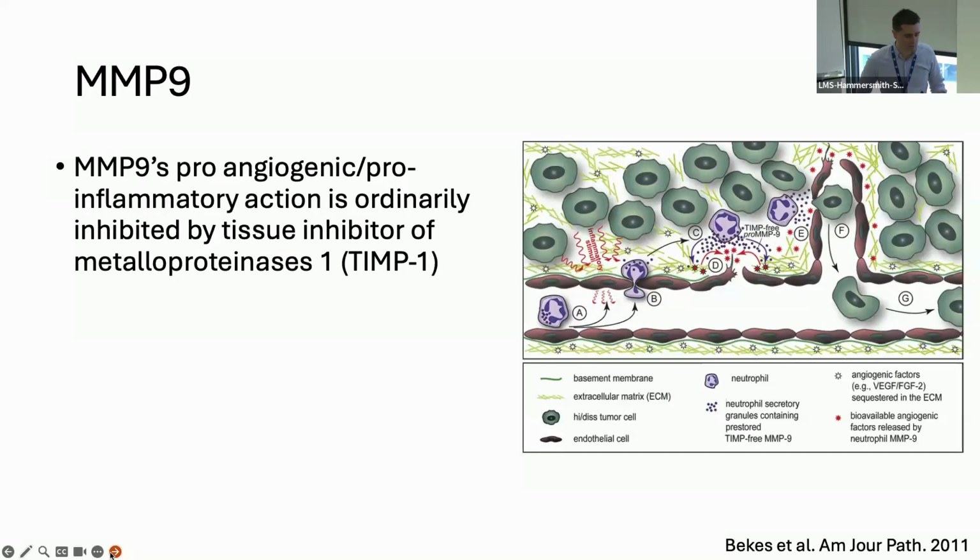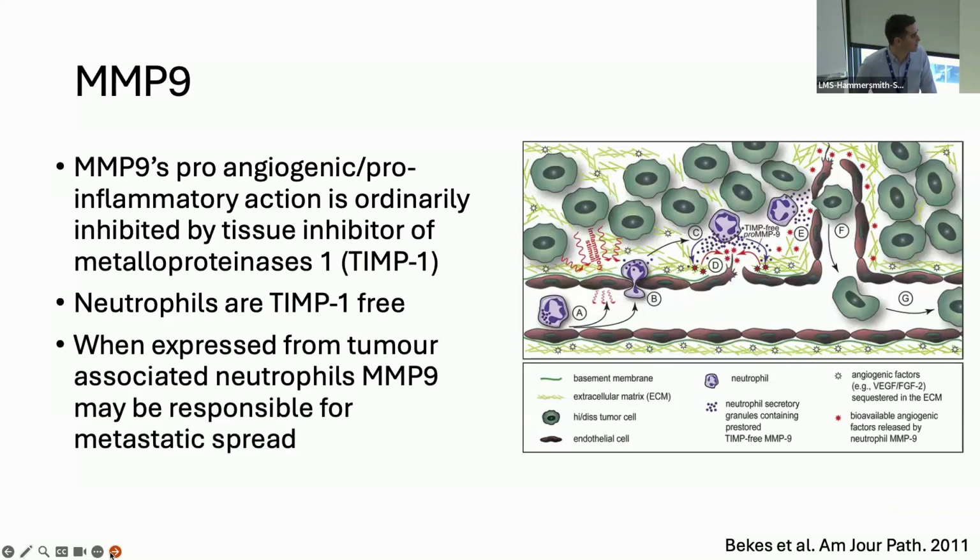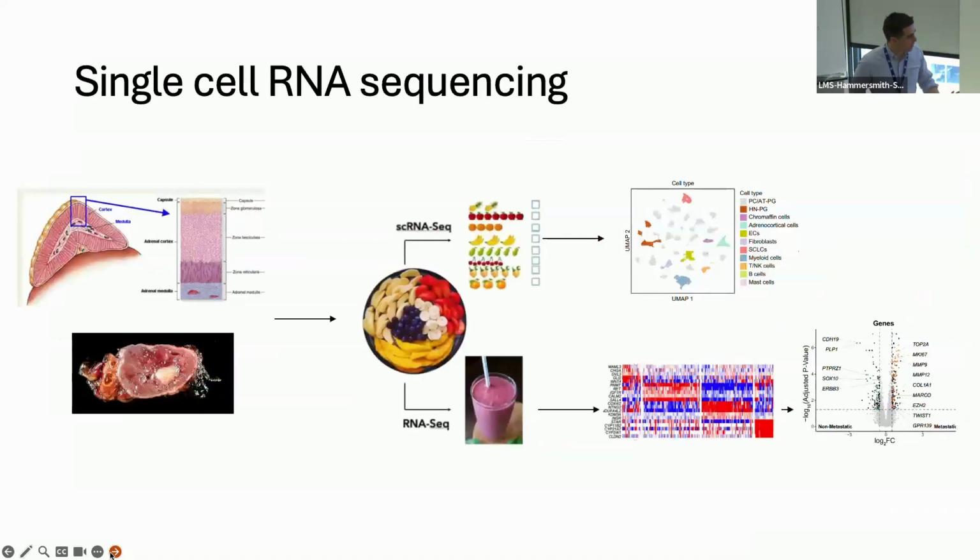Essentially, it's pro-angiogenic. So it allows neutrophils to do their job, to grow blood vessels around it so that it can spread and get to its target, I guess, through blood vessels. And it does this by the loss of its natural inhibitor, TIMP1. So tissue inhibitor of metalloproteinase 1, when it's lost in neutrophils, allows MMP9 to become active and be pro-angiogenic. Neutrophils are normally, that's not a panacea, but normally TIMP1 free. But when they're expressed from tumor-associated neutrophils, it has a suspected role in metastatic spread. So that's a little background on the gene.